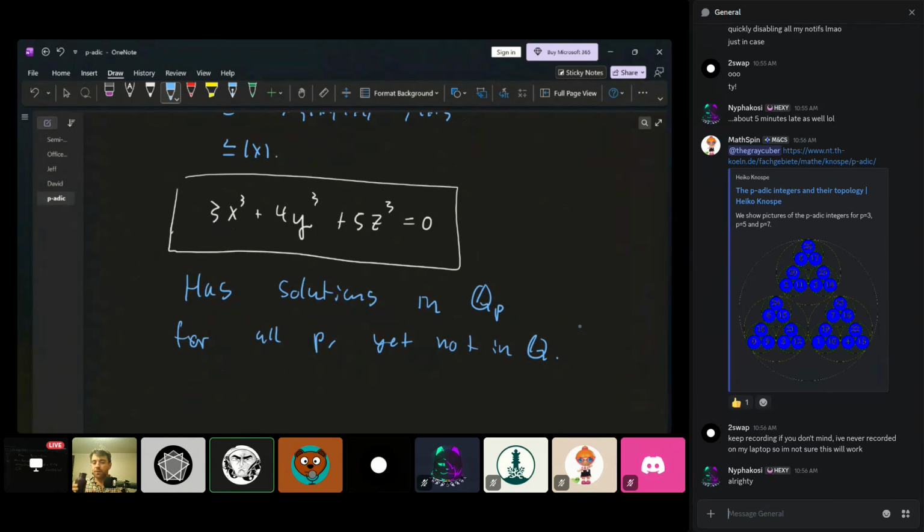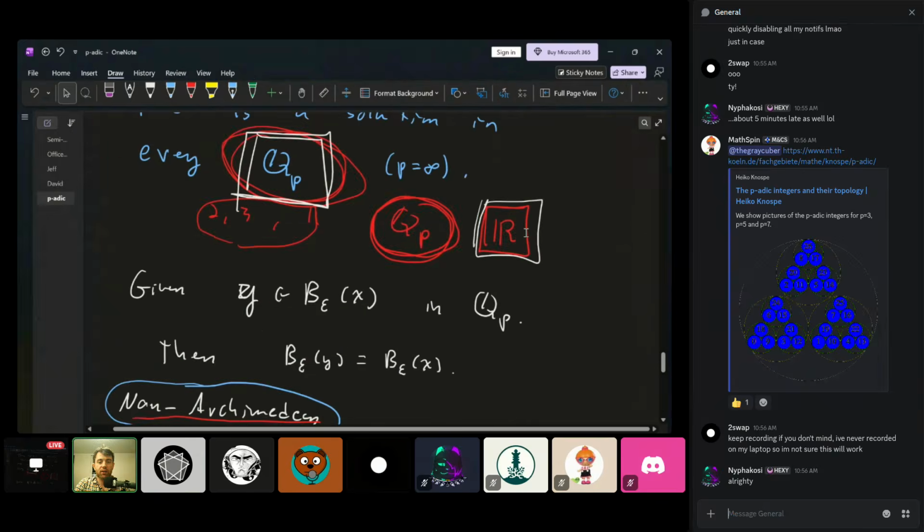I had a question closer to the beginning. Why do we take the fraction field of the p-adic integers in the first place? Yeah, that's a good question. I'm not sure I have a great motivation.